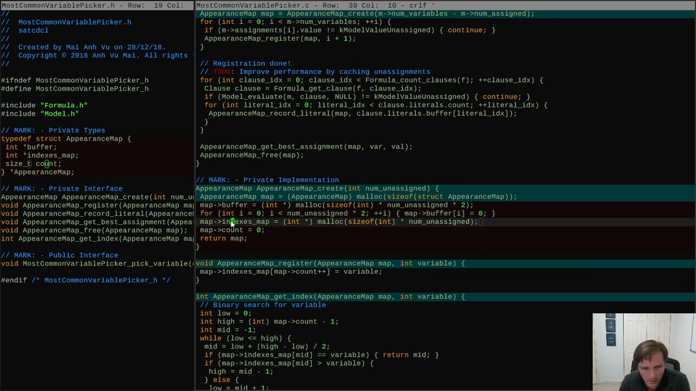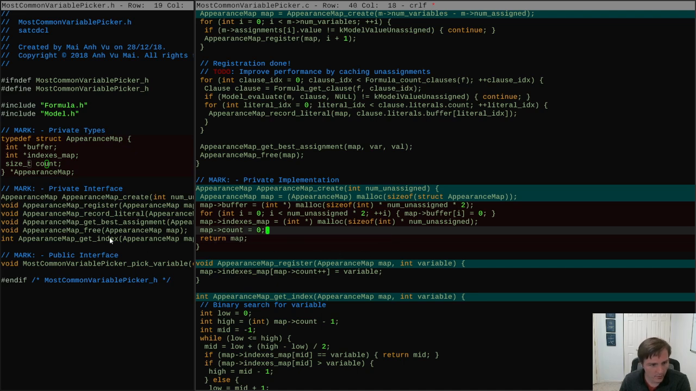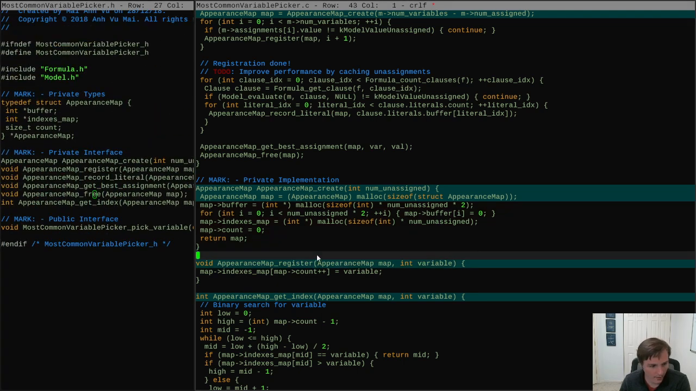Then we allocate one integer for the index map for each unassigned, and we have a count of 0. So that's how we create our map. Presumably, we have to be able to free it, malloc and free style.